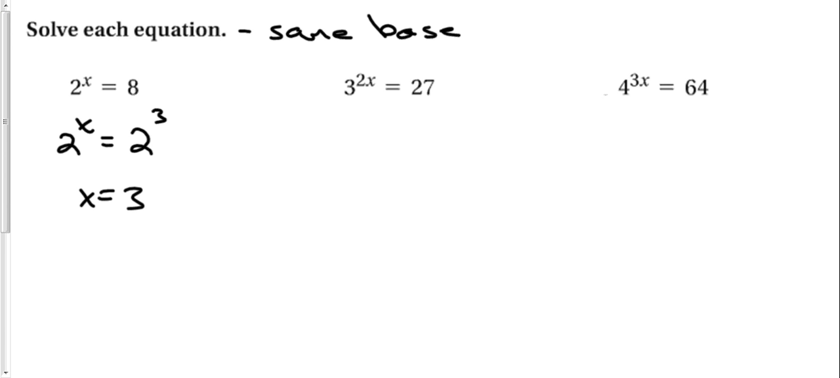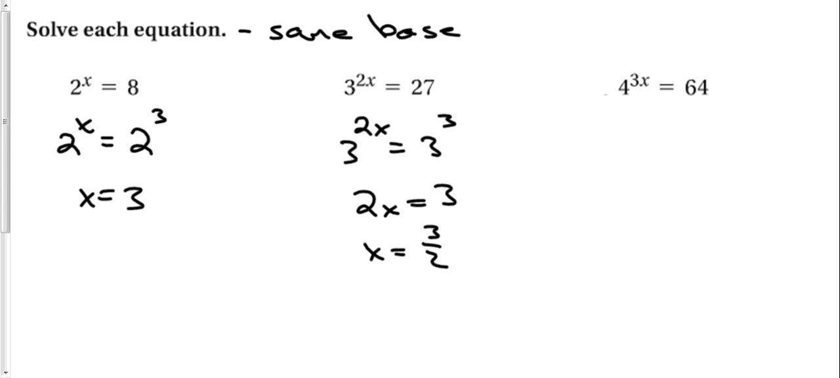The next one, 27, I can change it to something with a base of 3. Well, that's 3 to the 3rd power. If the bases are equal, the exponents must be equal. So x is equal to 3 over 2. And lastly, 4 to the 3x, 64 is 4 to the 3rd. So 3x is equal to 3, x is equal to 1.